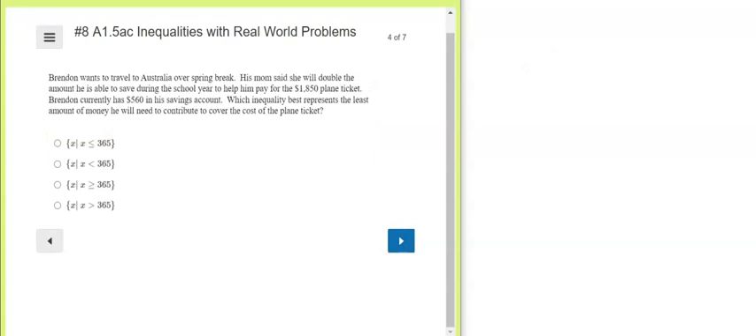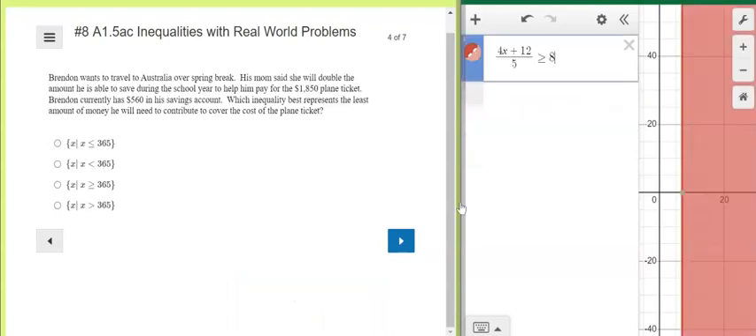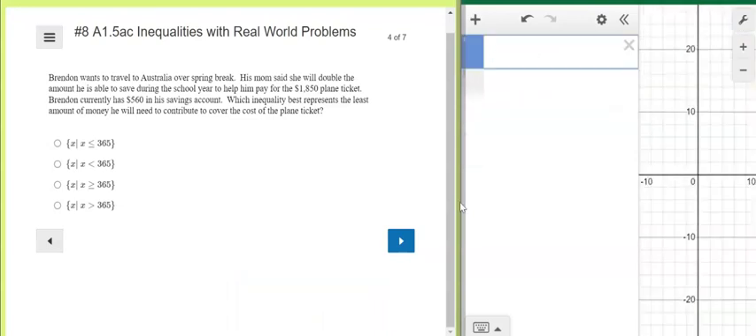Brennan wants to travel to Australia over spring break. You know what I'm going to do? I'm going to build my equation in Desmos and see. Maybe that'll be more helpful. His mom said that she will double the amount he is able to save during the school year to help him pay for the $1,850 plane ticket. Brennan currently has 560 in his savings, and which inequality best describes it.